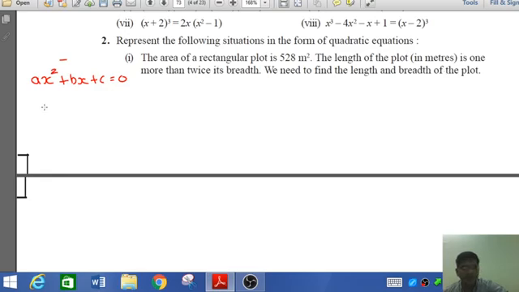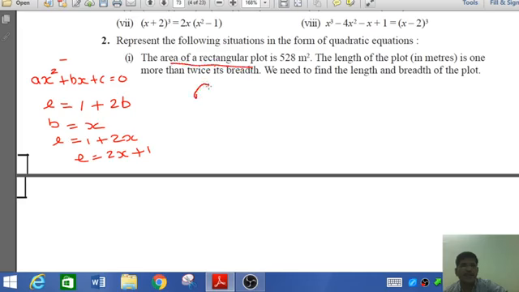If I convert into an equation, length of the plot is equal to 1 more than twice of its breadth. So what do I have to take? Let breadth be equal to x. If I take breadth equal to x, then length is equal to 1 plus 2x, or L is equal to 2x plus 1.